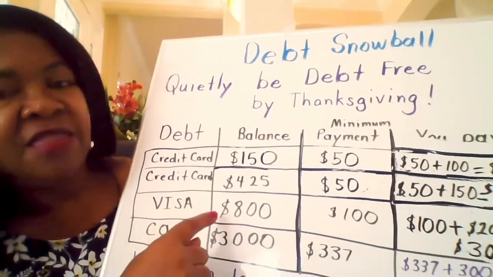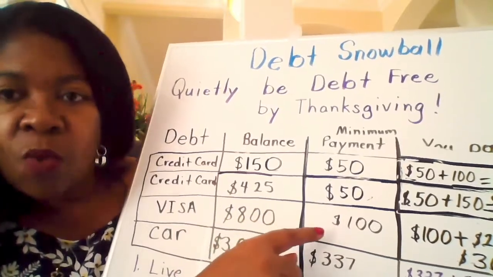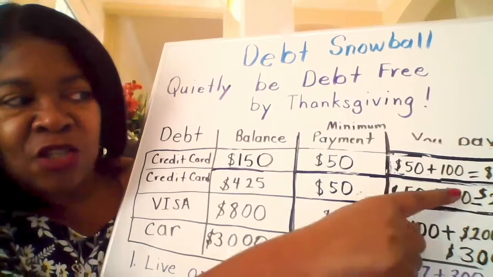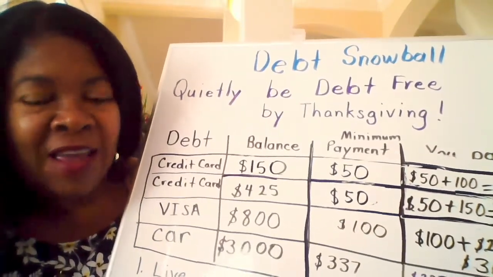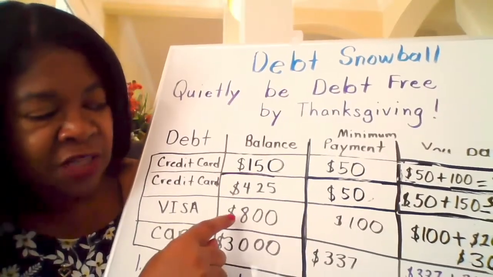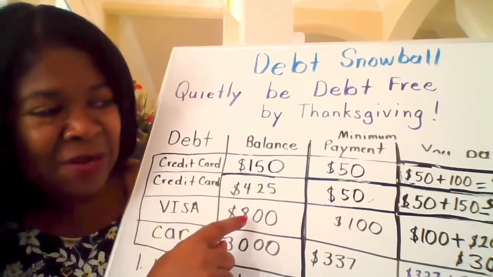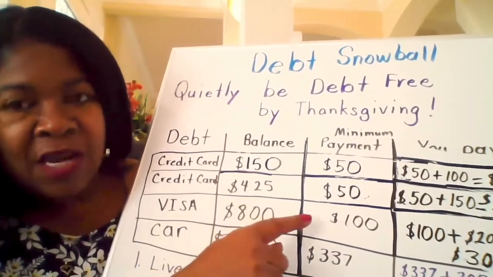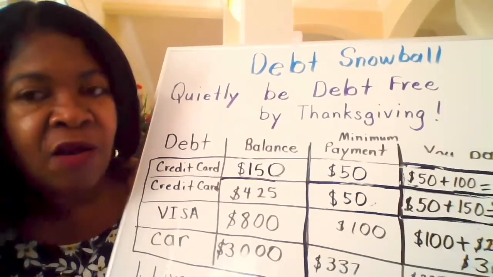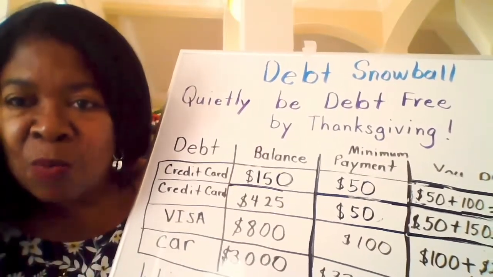So here, this one has a balance of $800. You're going to pay the $100 minimum payment, plus you're going to take that $200 that you were paying before and add that up to $300. So you're going to be paying $300 each time on this $800 debt, and that is going to eliminate that one soon. When you eliminate this debt, you're going to take the amount that you were paying here and you're going to move it to the next one. So that's making the debt snowball.